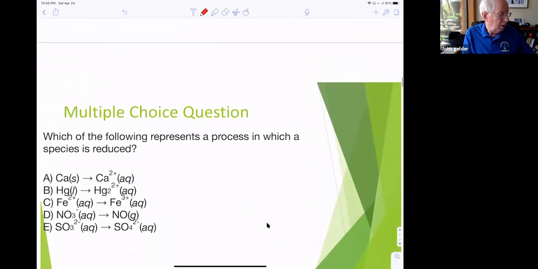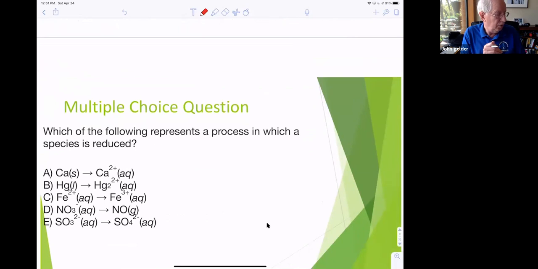I think Lou will put up a poll for us. I would like to know which of those processes represent reductions, an example of a species being reduced.